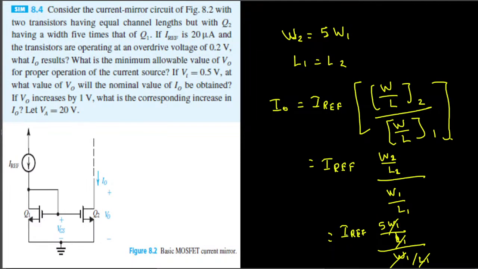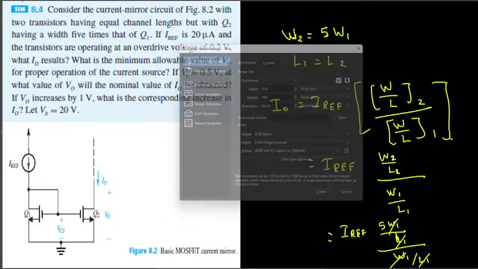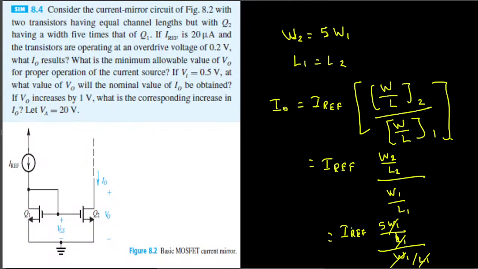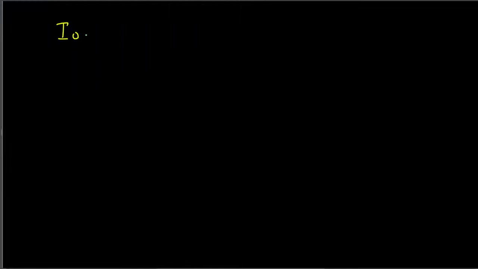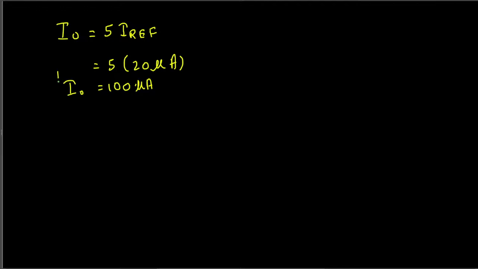So it means whatever the reference current is, if you multiply that by 5, that's going to be the I0 current. We already know the reference current provided in the question is 20 microampere. So we just have to multiply that by 5, because from the equation we derived, I0 is equal to 5 times I reference, which is equivalent to 5 times 20 microampere, which gives us 100 microampere, and that is our I0 current. Okay, so now we have the I0 current.